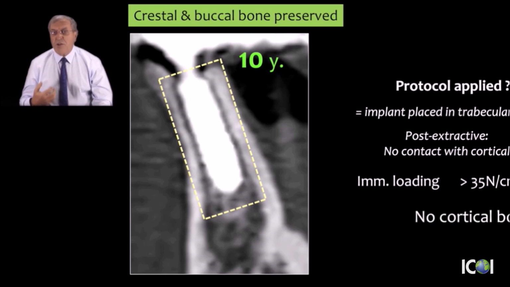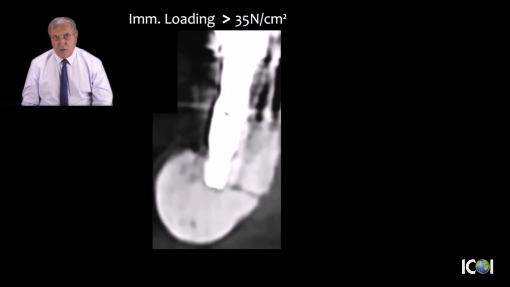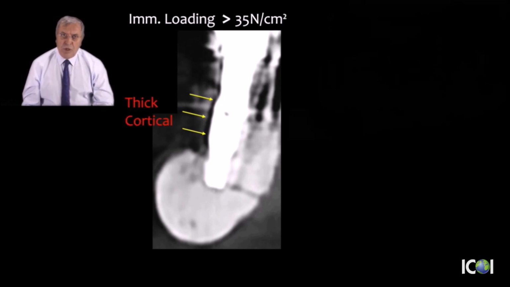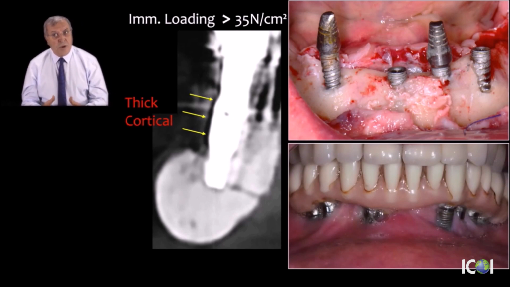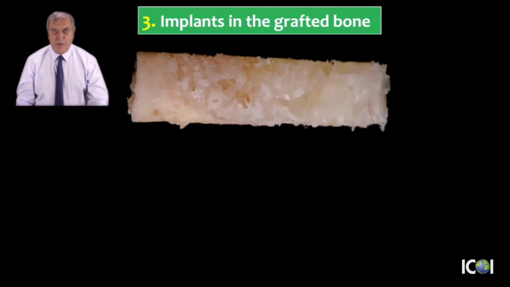But if, by chance, you have contact of the implant with the cortical bone, definitely you will lose it. You see, this is what happens when the bone is too much cortical, and when you place an implant and you want to make an immediate loading.